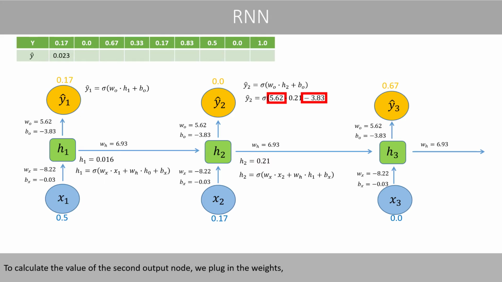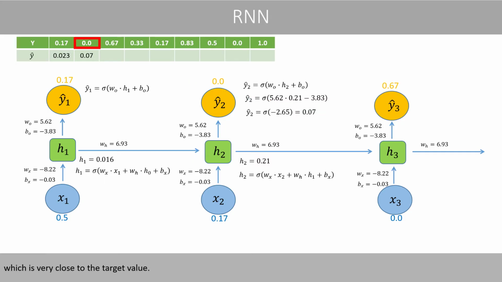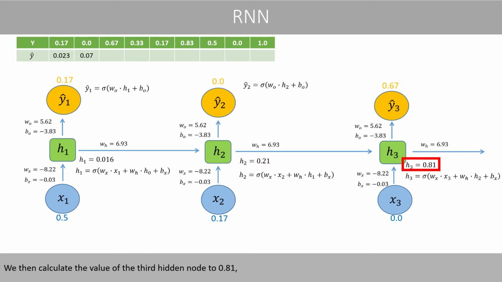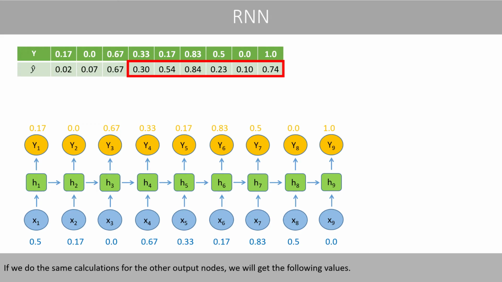To calculate the value of the second output node, we plug in the weights and the value of the second hidden node. If we do the math, we see that the value of the second output node is 0.07, which is very close to the target value. We then calculate the value of the third hidden node to be 0.81 and the third output node to be 0.67. If we do the same calculations for the other output nodes, we'll get the following values.